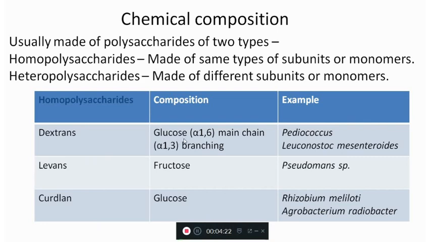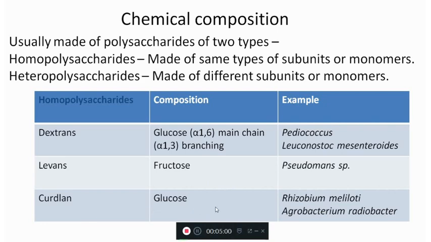Dextrans are made of glucose. They are branched macromolecules made of glucose. The main chain has alpha 1,6 glycosidic linkage, and the branches have alpha 1,3 linkage. They can be observed in bacteria like Pediococcus and Leuconostoc mesenteroides. Levans are made of polyfructose, with alpha 2,6 linkages between the fructoses. They can be seen in Pseudomonas species.